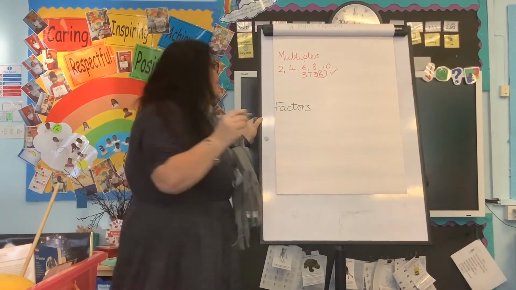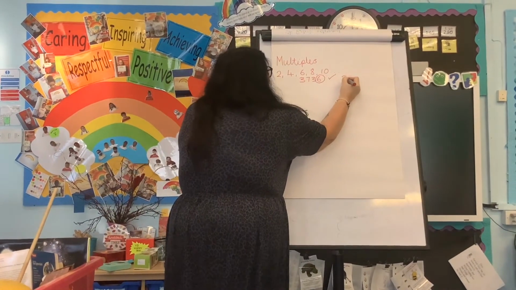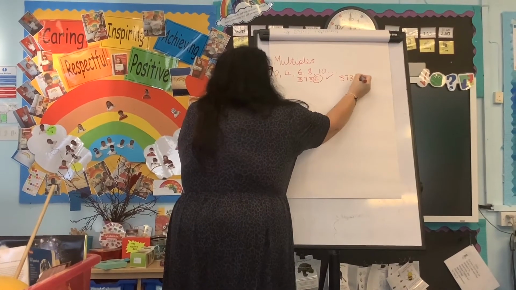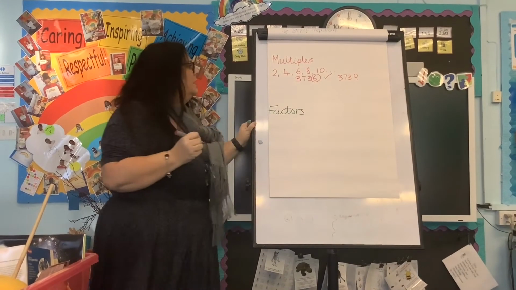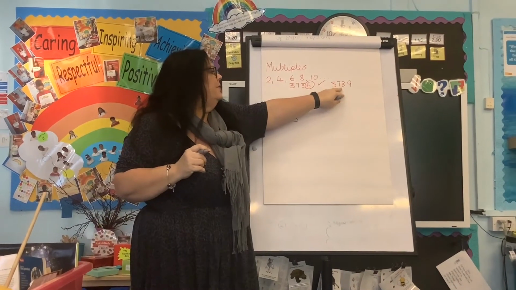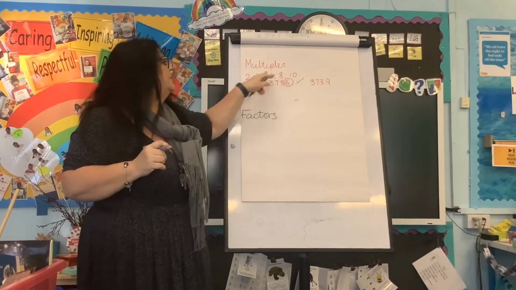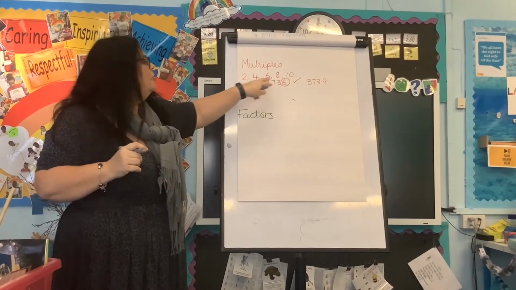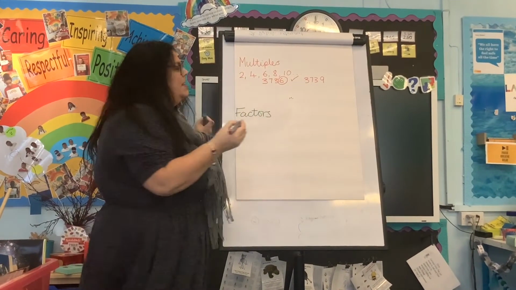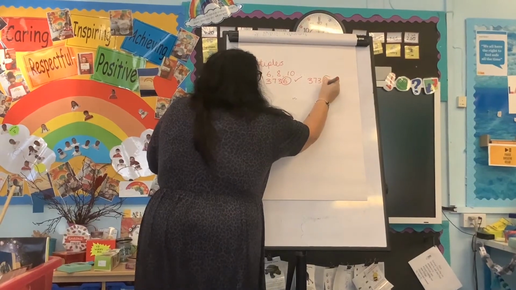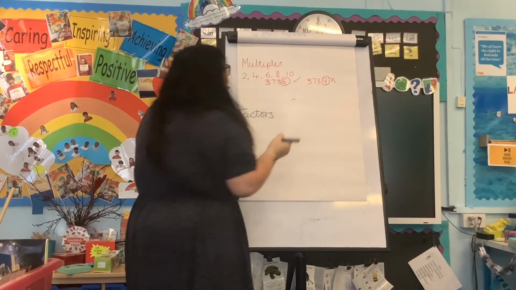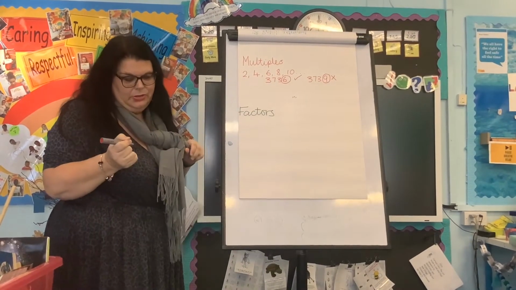Same thing again, but if the number this time is 3,739, is 3,739 a multiple of 2? No, it's not, because it ends in a 9. So it can't be a multiple of 2.